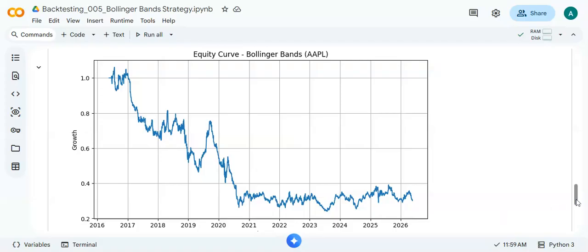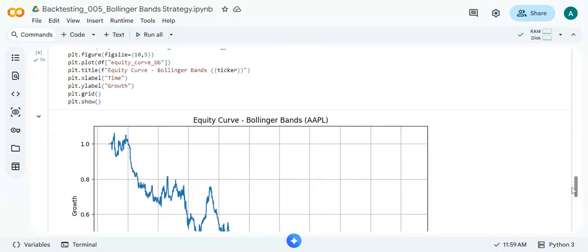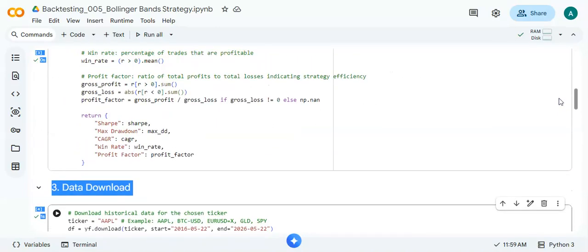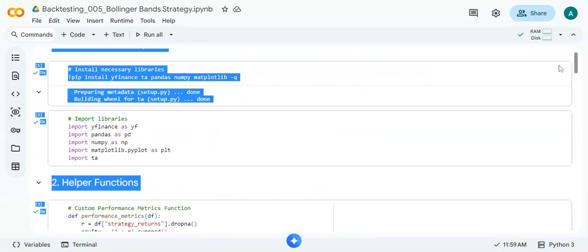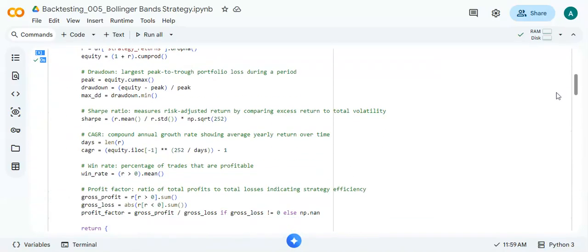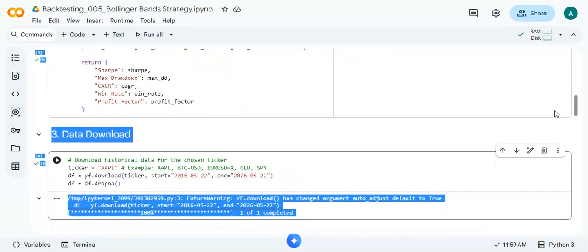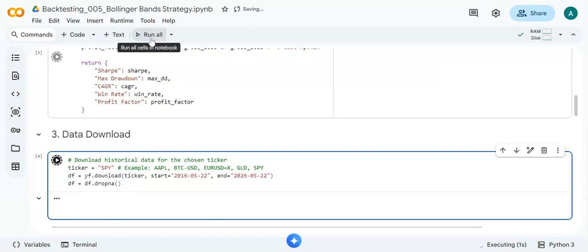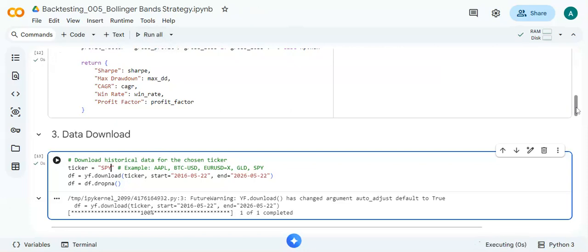Okay, this is it for Apple. I guess you found it interesting and valuable. So let's go back now and backtest for the S&P 500, and we will see whether this strategy is better or not for an index. Okay, let's run all once more. Please wait a bit because some time is needed to run all the cells.